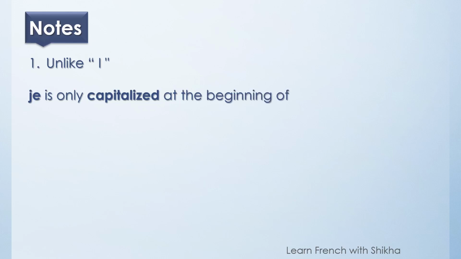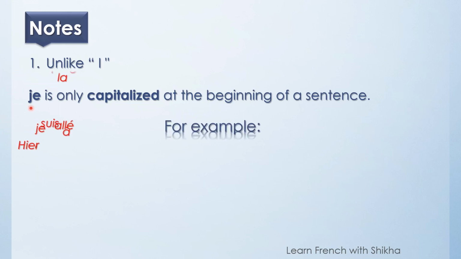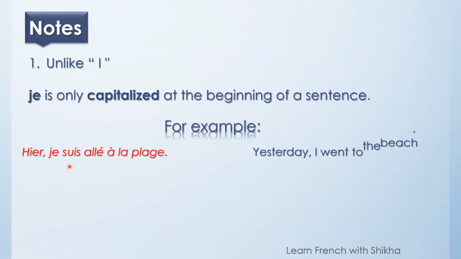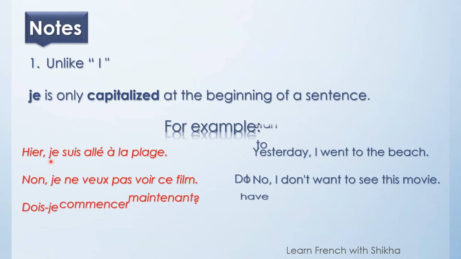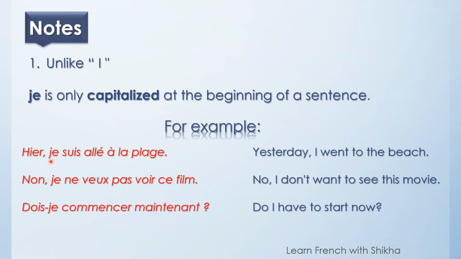Some notes to remember in this. Unlike I, je is only capitalized at the beginning of a sentence. So, whenever we are using je at the beginning of the sentence, we'll use the capitalized Je, and when it's in the middle of the sentence, it will be used as a small j. For example, hier, je suis allé à la plage. Yesterday, I went to the beach. So you can see je is in the middle of the sentence, so we have not capitalized it and it's used as a small one.